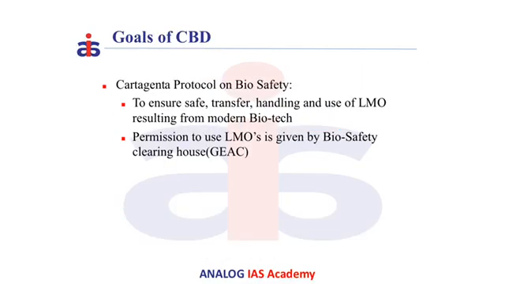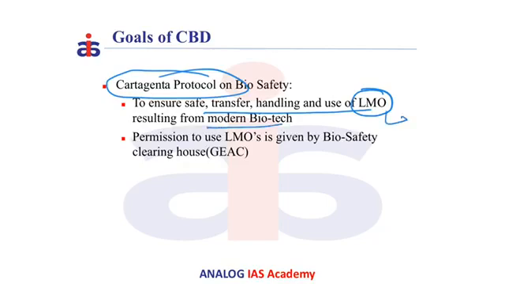The main protocol that was the outcome of the Convention on Biodiversity was the Cartagena Protocol on Biosafety. It ensured the safe transfer, handling and use of living modified organisms that were an outcome of the modern biotechnology process. An example is GM crops. We know that GM cotton is a product obtained through biotechnology, where it increases the yield of the cotton.